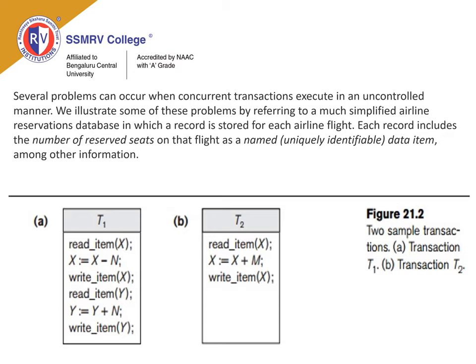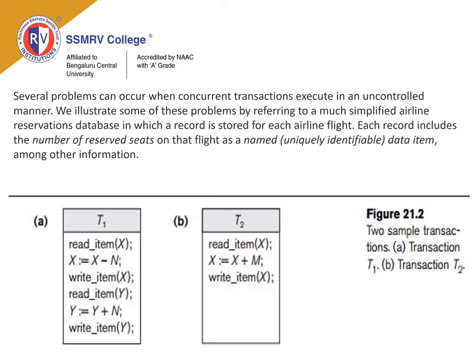Several problems can occur when concurrent transactions execute in an uncontrolled manner. So what are those? We have different problems here. One is the lost update problem. We also have the temporary update problem and the incorrect summary problem. In this example, take an airline reservation database where a record is stored for each airline flight. Each record includes the number of reserved seats on that flight, so that it is uniquely identifiable among other information.